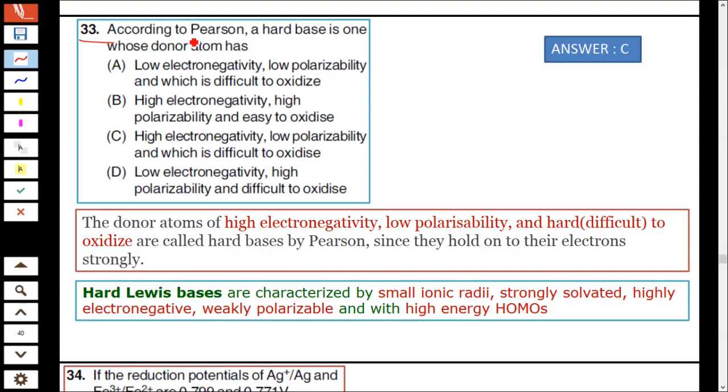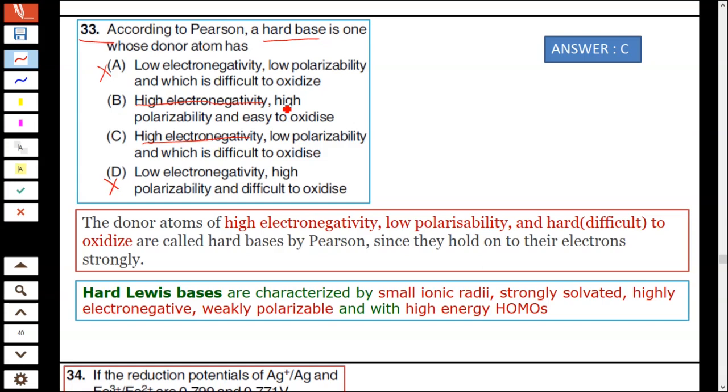Question number 33. According to Pearson principle, how will you define the hard base of the donor atom? Hard base has high electronegativity. Hence the low electronegativity options A and D are ruled out. There is no low electronegativity. The electronegativity will be greater for hard base.